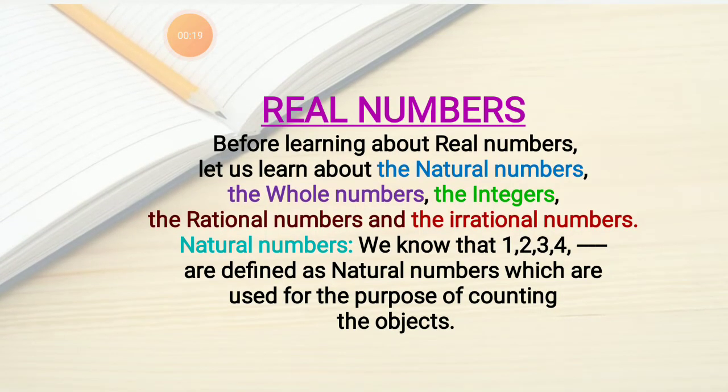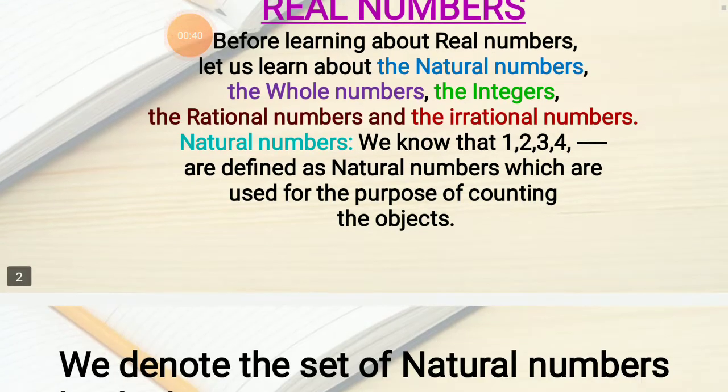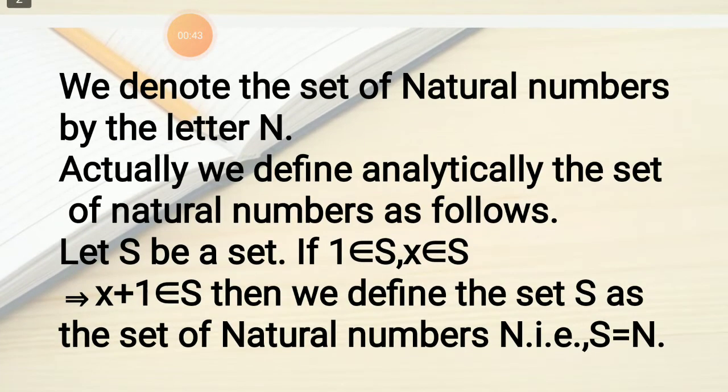Real numbers. Before learning about real numbers, let us learn about the natural numbers, the whole numbers, the integers, the rational numbers, and the irrational numbers. First of all, we learn about natural numbers. We know that 1, 2, 3, 4, and so on are defined as natural numbers, which are used for the purpose of counting objects. We denote the set of natural numbers by the letter N.